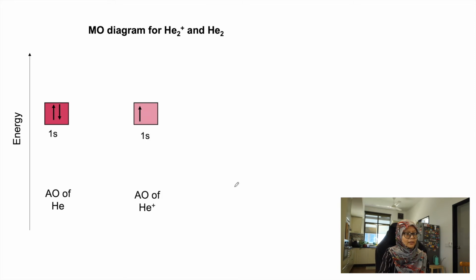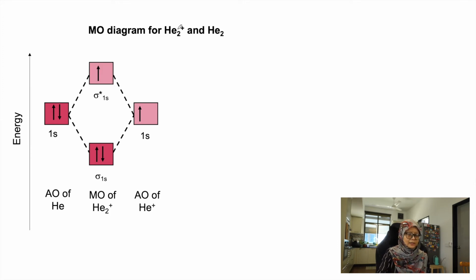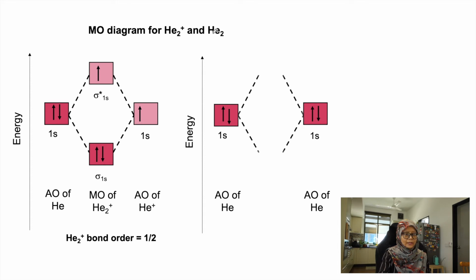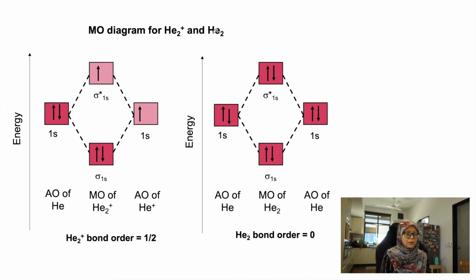Another one, we have helium 2 plus and also He2. The bond order for helium 2 plus, because this is a radical, is 0.5, while for helium 2 we have a bond order of 0. So this one exists as a radical, while this one does not exist.